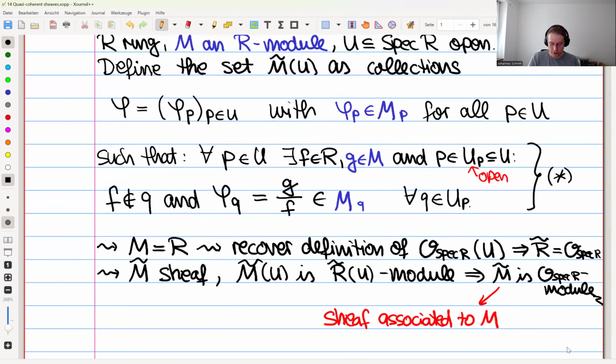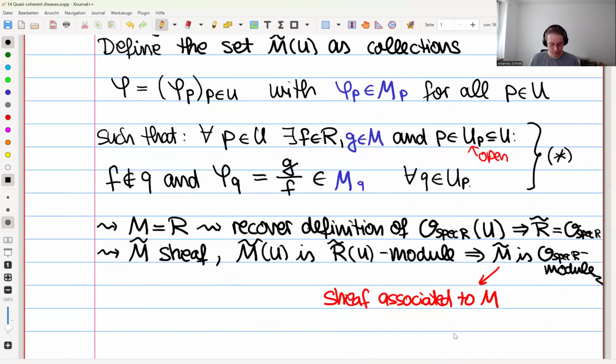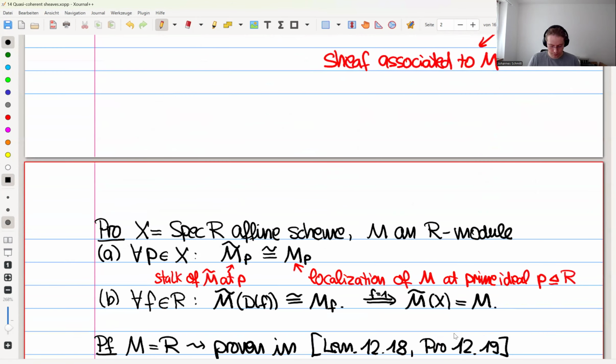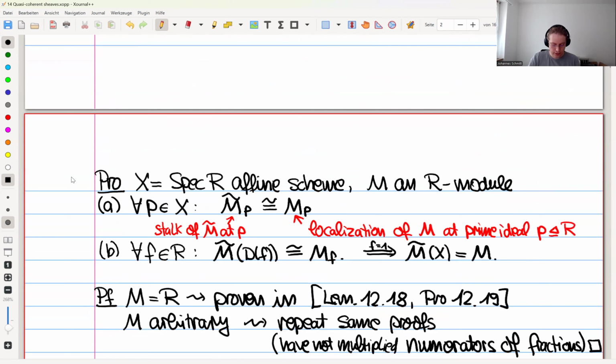And this will be called the sheaf associated to this module M. And we start with proving some nice properties about it. In the situation above, for all P in Spec R, we can actually compute the stalk of this new M tilde sheaf at P, and it's just canonically isomorphic to the localization of the module M at the prime ideal P in R.